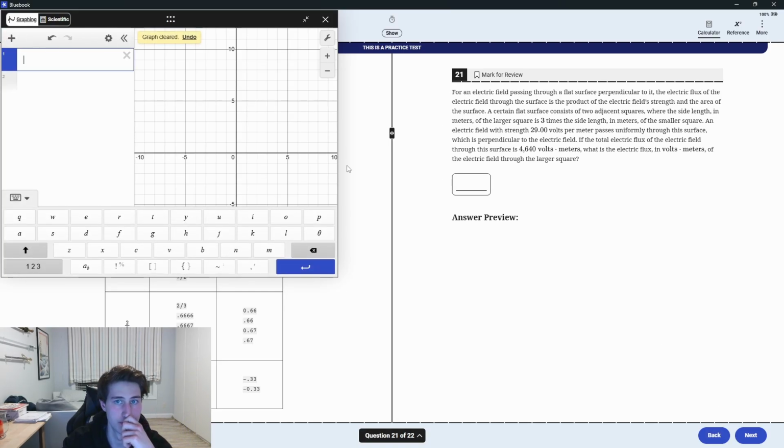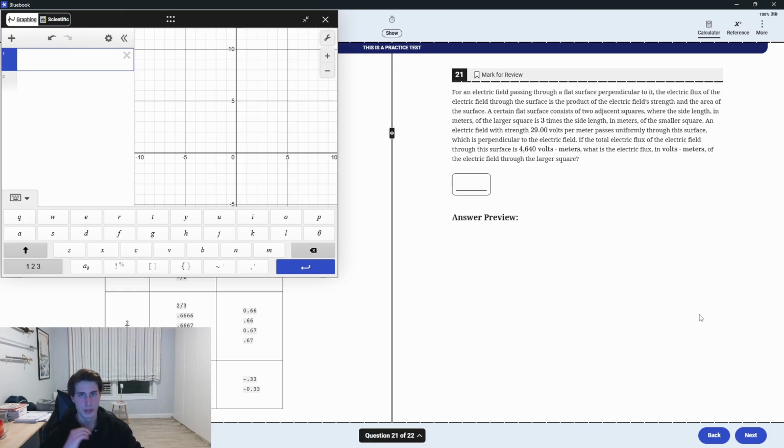So now 21. For an electric field passing through a flat surface perpendicular to it, the electric flux of the electric field through the surface is the product of the electric field strength and the area of the surface. Okay. A lot of the time in the SAT, you'll read some questions that make absolutely no sense, and this is one of them. So when they make no sense, or when it's talking about physics, like work or electromagnetism, it'll always give you the equation in the actual text.